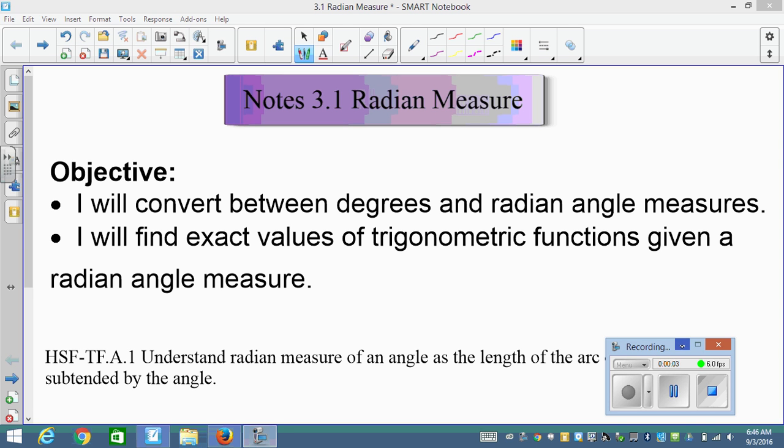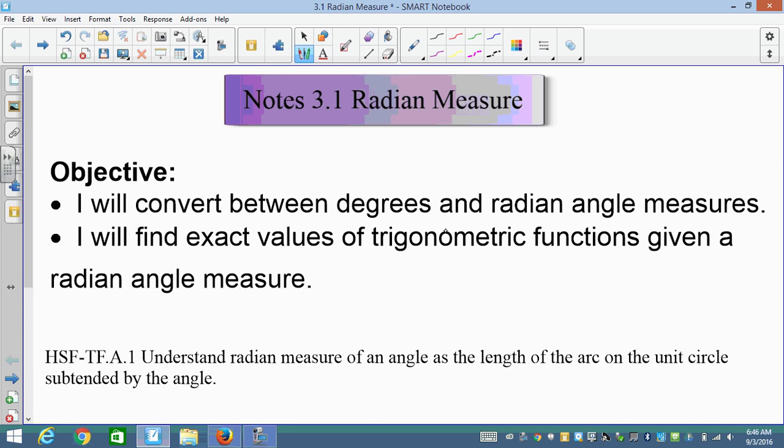Okay, good morning and welcome to Chapter 3, Notes 3.1, Radian Measure. Your objective in this one is you will convert between degrees and radian angle measures, and you will find exact values of trig functions given a radian angle measure. So everything that we've done before, we're just changing things to radians.